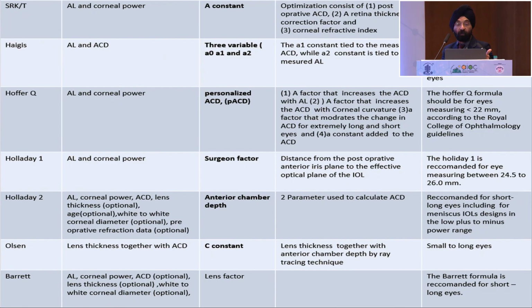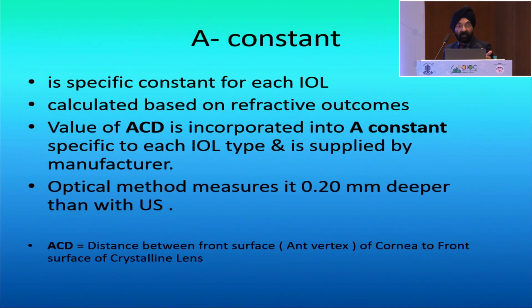SRK/T, the older formula, had the A constant. Haigis has A0, A1, A2. Hoffer Q and Holladay 2 have anterior chamber depth. Holladay 1 has surgeon factor, Olsen has C constant, and Barrett has lens factor.